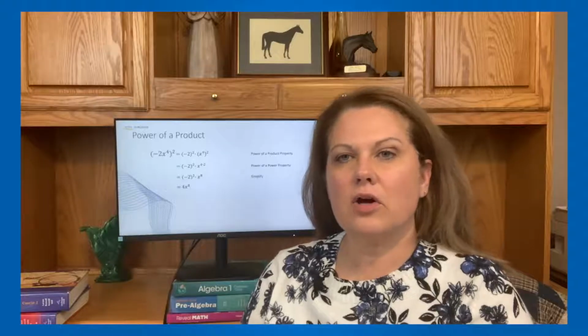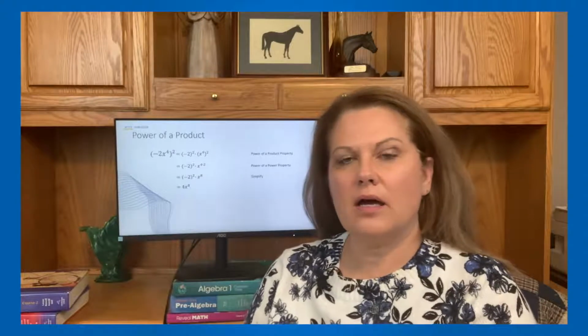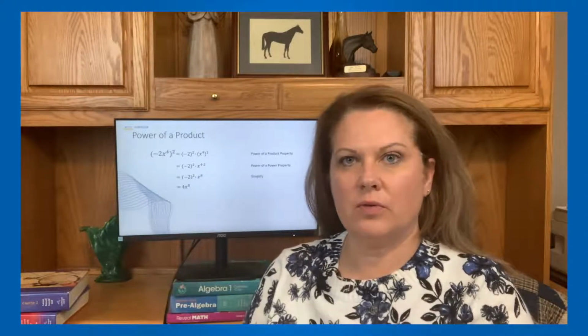That concludes our lesson for this week. I'd like to take a quick review with you. The two properties that we've learned today have been a power to a power property and a power to a product property. A power to a power property says to just simply multiply your exponents. Power to a product property says find the power of each factor and then multiply.